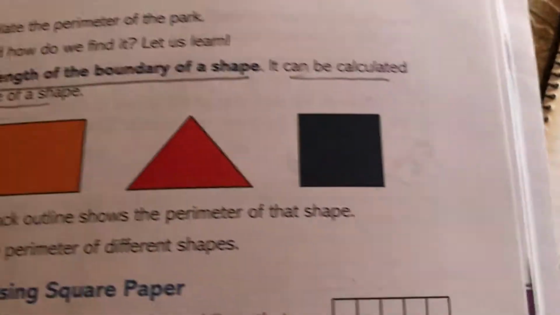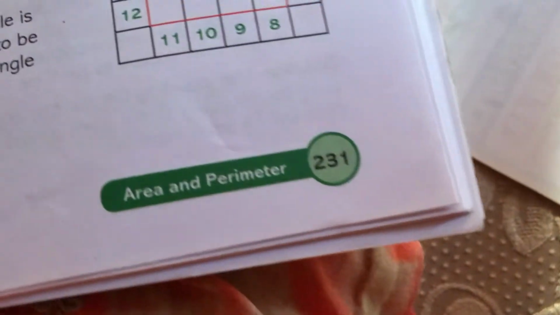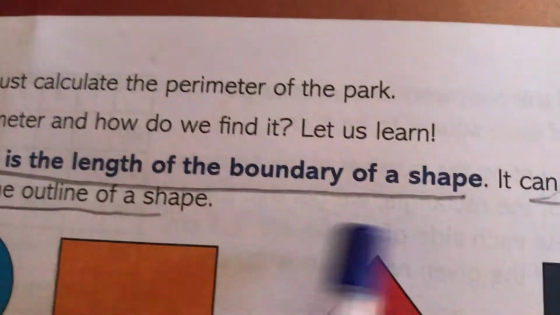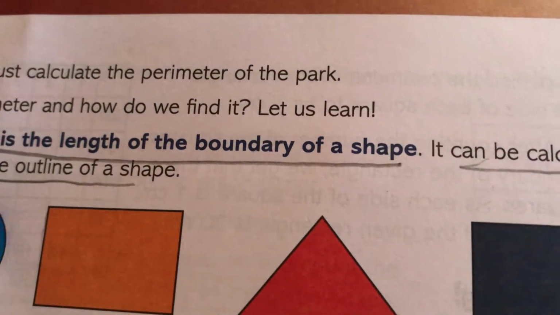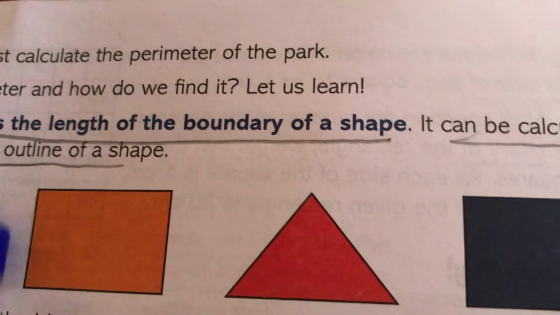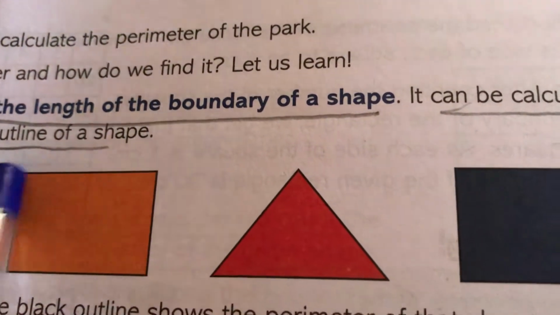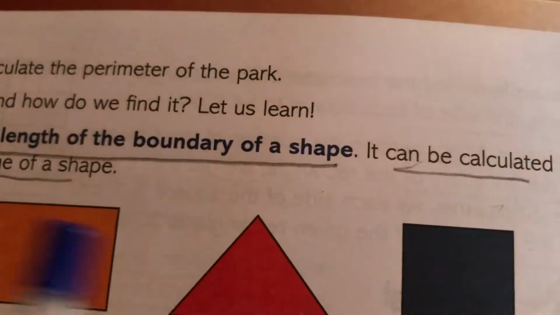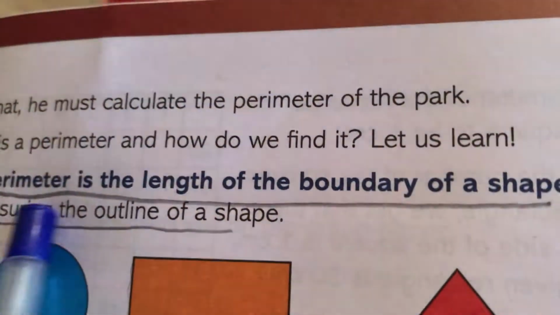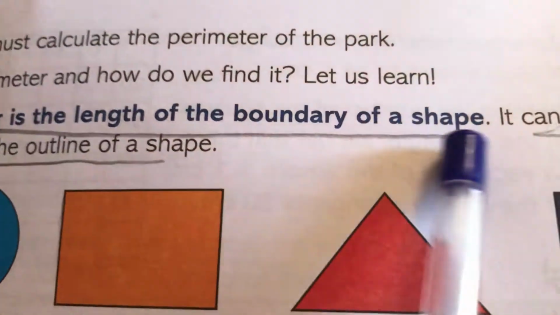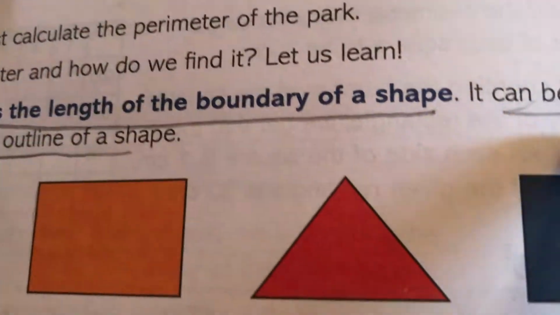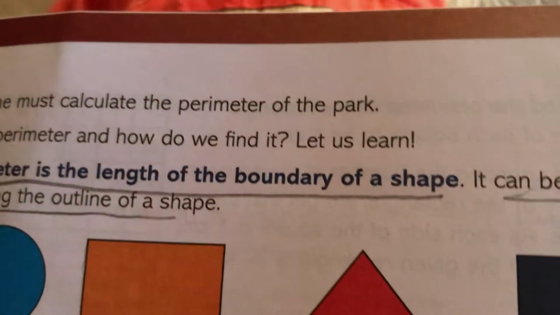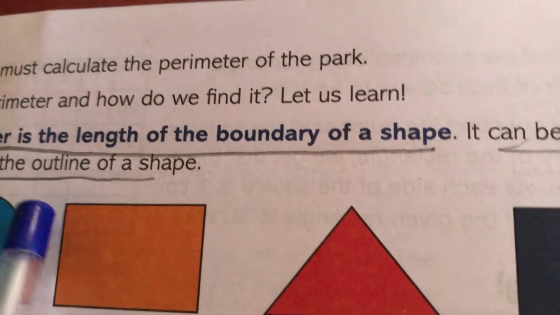Now see your book, page number 231. Now see the figures. These are the enclosed figures. Closed figures: circle, rectangle, triangle and square. Now what is the perimeter? Perimeter is length of the boundary of shape. That is, it can be calculated by measuring the outline of the shape.